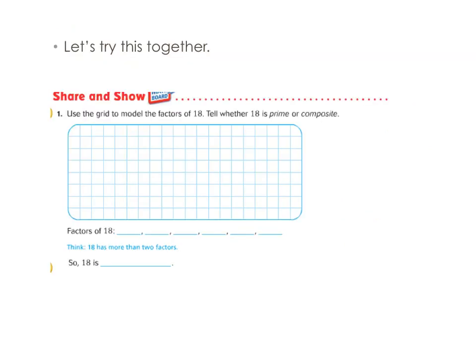Here, I'm thinking of 18. And I'm asking myself, is 18 composite or is it prime? I know there are some factors of 18. I can think of 1 and 18. But I can also see that 18 is an even number. So 2 times 9 is 18. So I can say, since I have found another set of factors, 18 is composite.